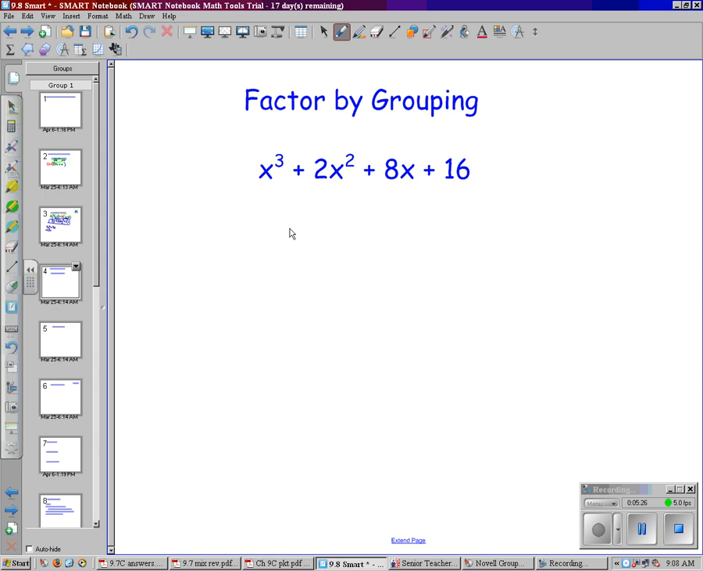Now, we are going to factor by grouping. You needed to know how to take out a common binomial factor in order to be able to factor by grouping. You use this when you've got 4 or more terms that you have to factor. Okay, so jot down x cubed plus 2x squared plus 8x plus 16. We use this when we have 4 or more terms that we have to factor in a polynomial.